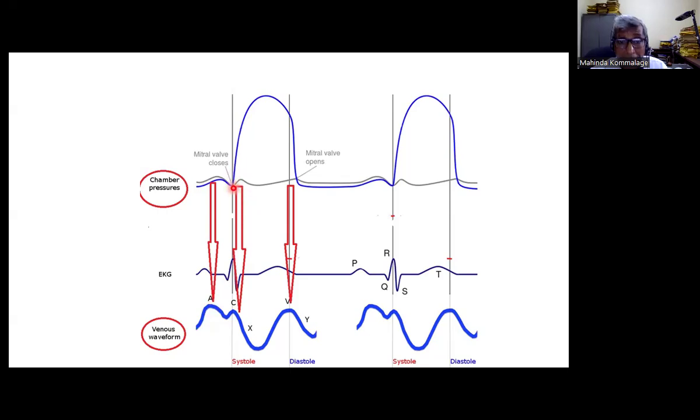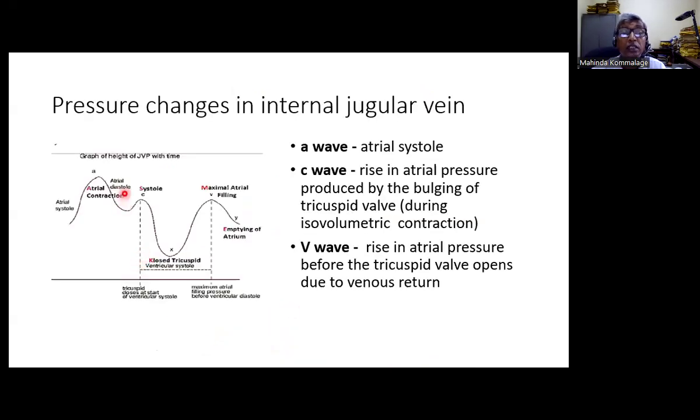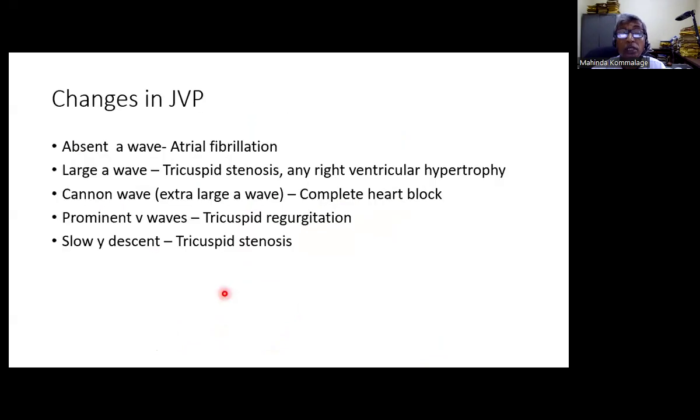Here, the tricuspid valve closes, and with the closing of the tricuspid valve it will bulge upward a little, and that will give the C wave. And then with the ventricular filling, blood will come to the ventricle, and blood pressure increases, and that will be represented by the V wave in the JVP, right? So these are the waves in the jugular venous pulse.